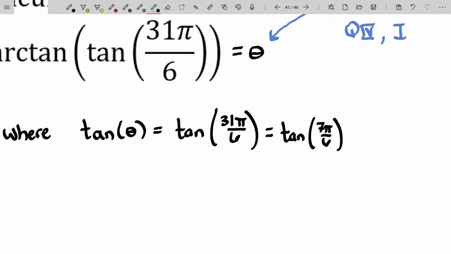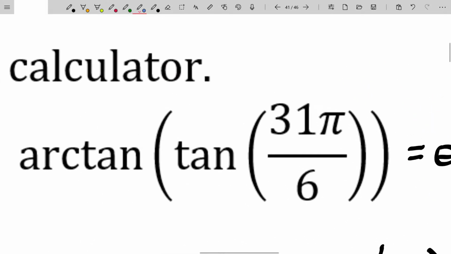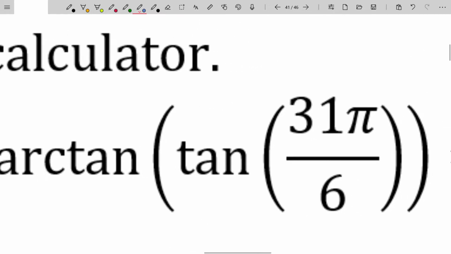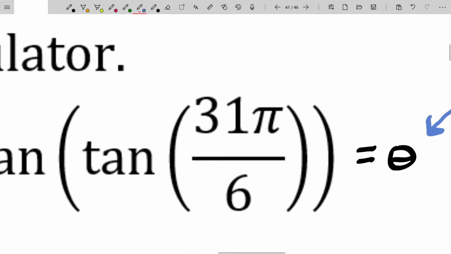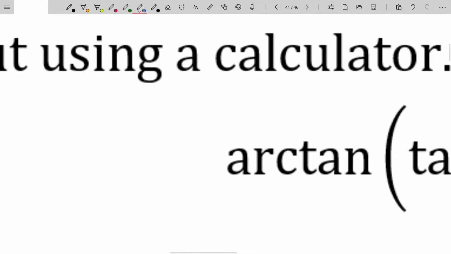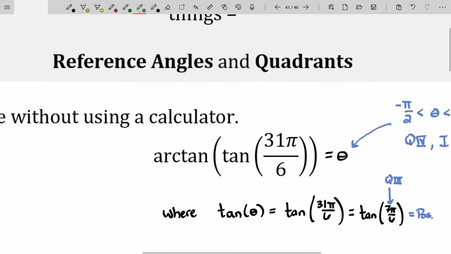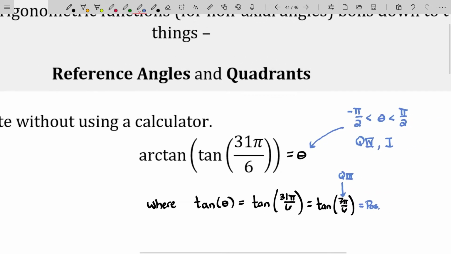So I have a quadrant 3 angle, right? And tangent in quadrant 3 is positive. So I know that I'm looking at the arctangent of a positive number, and that should equal some angle. So in what quadrant would arctangent return an angle so that the tangent is positive? Well, that'd be quadrant 1.